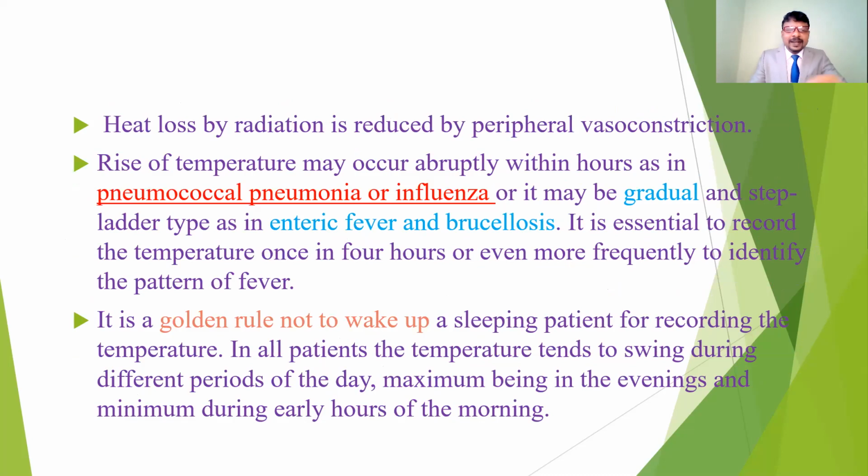Why is there heat loss? Heat loss by radiation is reduced by peripheral vasoconstriction. If they feel cold because of the shivering, the blood vessels are going to be constricted. The blood vessels become very small. If there is no dilatation and no proper blood circulation, it reduces heat loss.